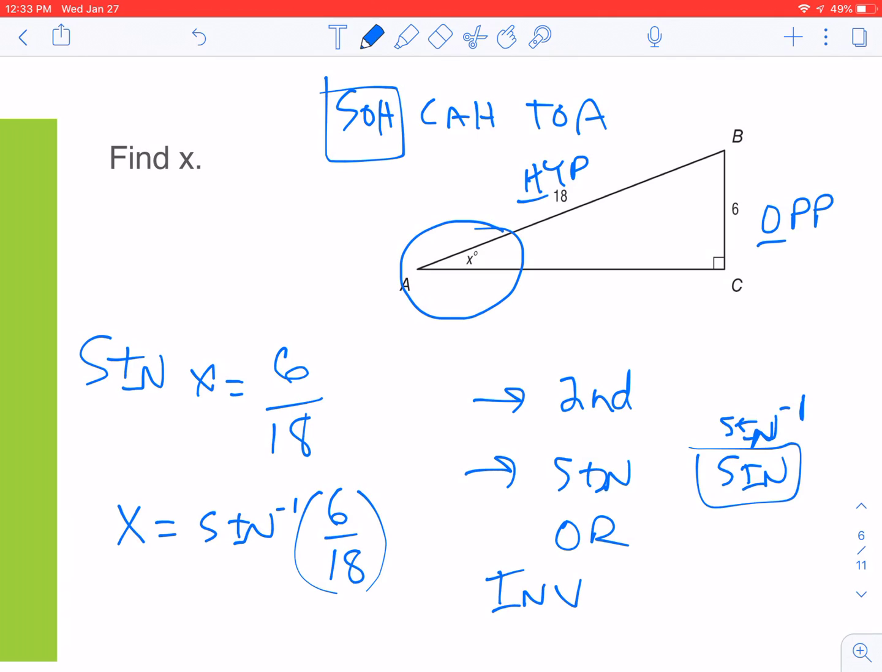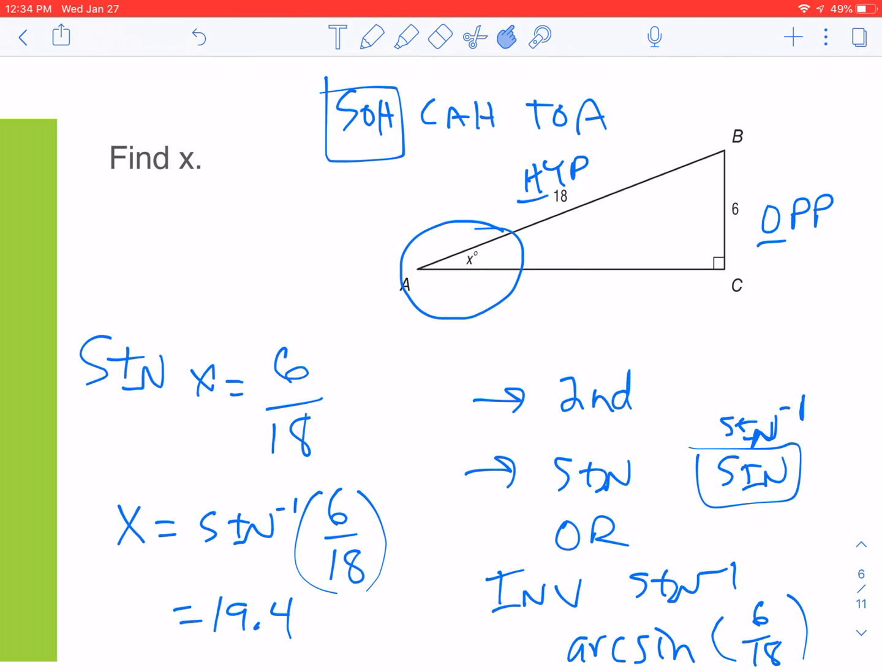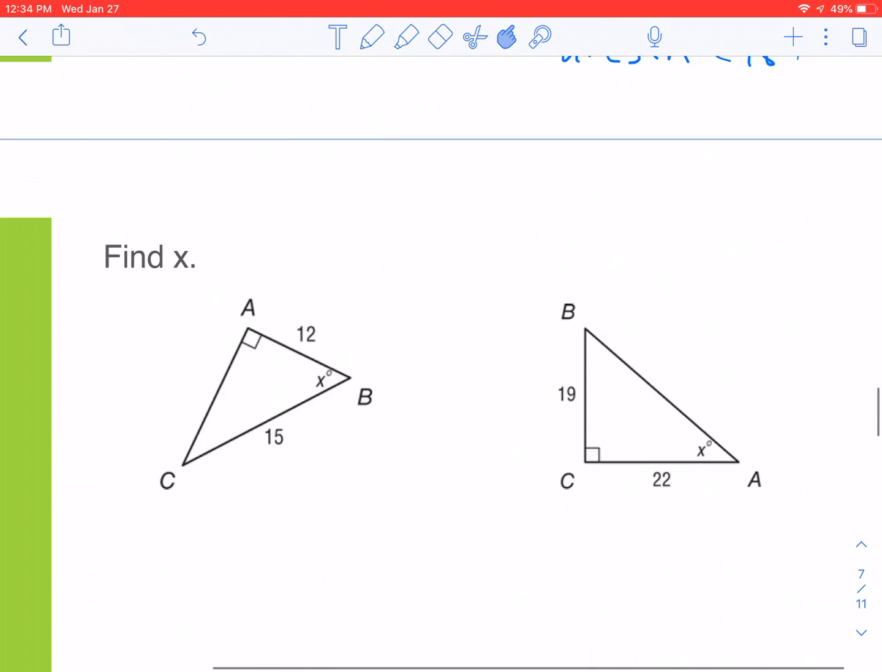And then you're going to do 6 divided by 18. And you will get 19.4. On the screen, once you hit inverse sine of negative 1, it's going to say arc sine. Don't worry about that. And then at parentheses, you just literally type in 6 divided by 18 and find your answer. So 19.4 degrees, that's our angle. All right, let's find another angle.